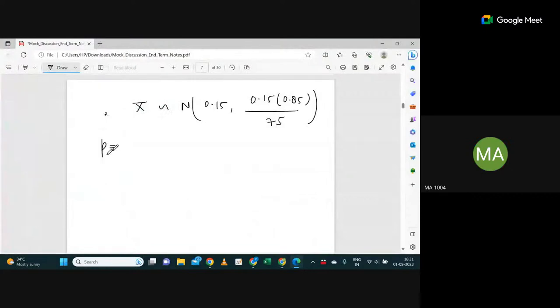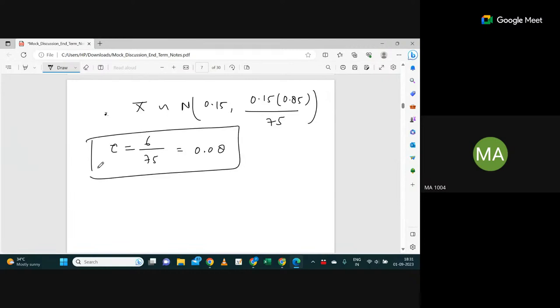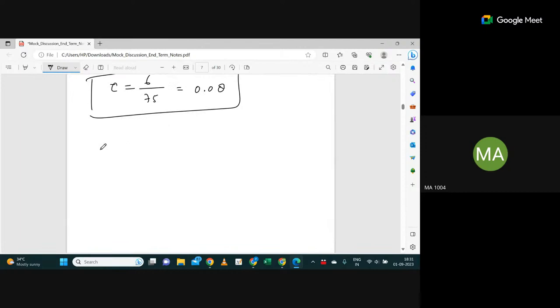C will be 6 by 75, which is, let me calculate, 0.08. Okay, now I think we have all the values, correct? Yes, sir. So basically, what is the p value? P value is the probability of 6 by 75 rejecting H0, when H0 is true.